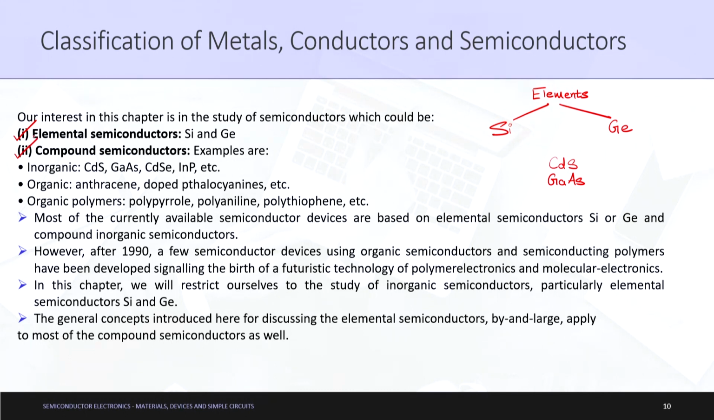Majorly in this chapter we would be having discussion on inorganic semiconductors only, and silicon and germanium also. These can also be explained under the inorganic part only. So examples of inorganic are cadmium sulfide, GaAs, CdSe, InP, etc. Organic: anthracene, doped phthalocyanines, etc. Then organic polymers: polypyrrole, polyaniline, polyethylene, etc. Okay, so these are examples of your semiconductor devices only.